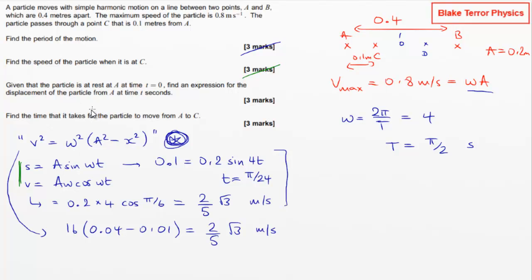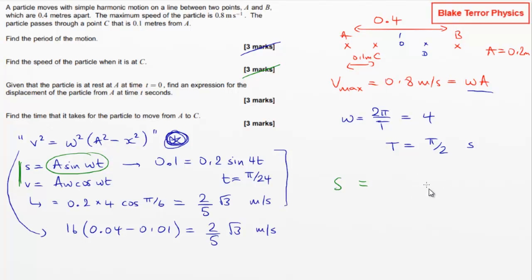Given that the particle is at rest at A at time t equals 0, find an expression for the displacement of the particle from A. Okay, right. So let's start by getting our expression here, which is displacement from O, from the center. So we'll start off, and I'll leave a bit of space on this so we can manipulate things.